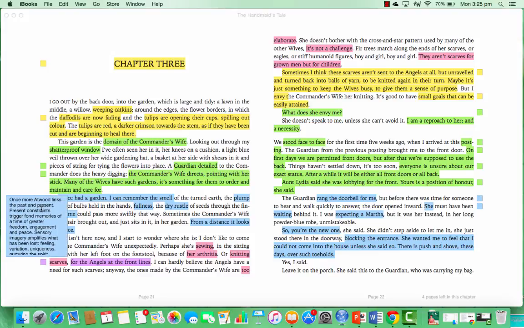Once more, Atwood links the past to the present. "Once I had a garden. I can remember the smell of the turned earth." Present constraints trigger fond memories of a time of greater freedom for our protagonist, greater engagement and peace, commonly associated with time in nature or the garden. Sensory imagery amplifies what has been lost, feeling, variation, uniqueness, nurturing of the spirit.